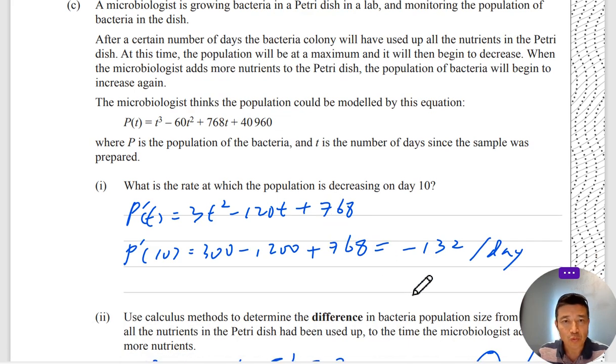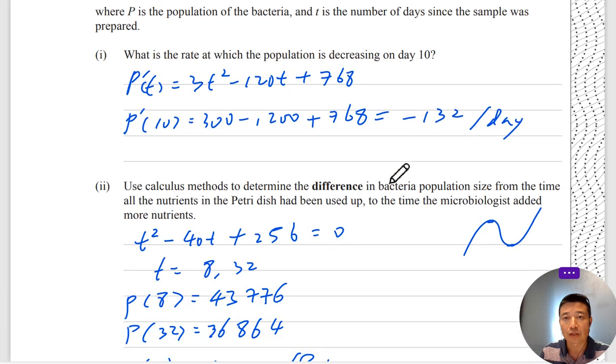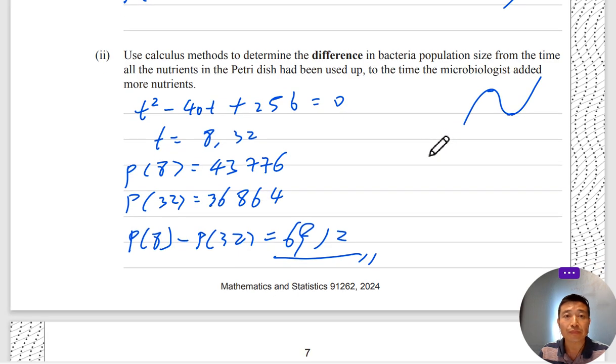All right, question 1 says, what is the rate at which the population is decreased on day 10? So because it's asking the rate, that means you have to differentiate, right? So P prime t equals that, and you plug in 10. So it turns out negative 132. I just made a unit, so minus 132 per day. You have to say increase, right? But you don't have to say this because it says decrease, so minus showing is decreasing.